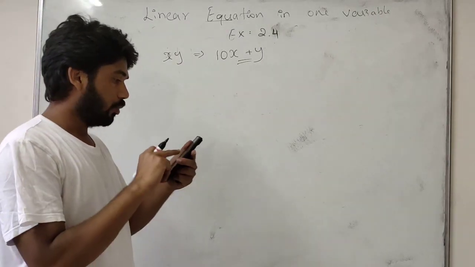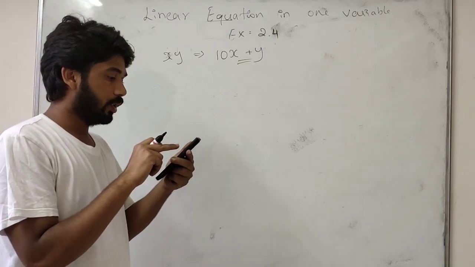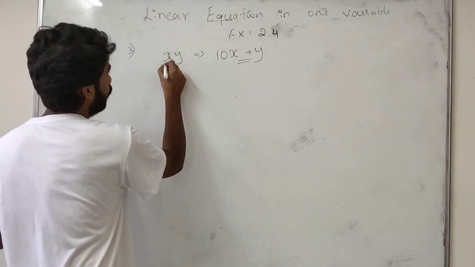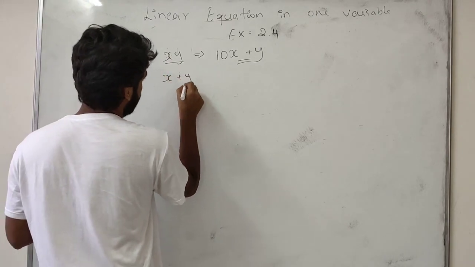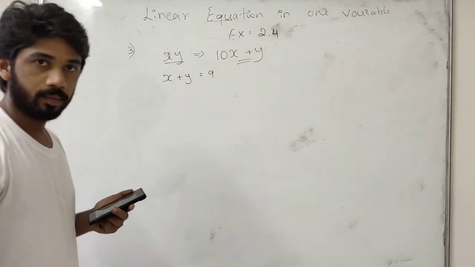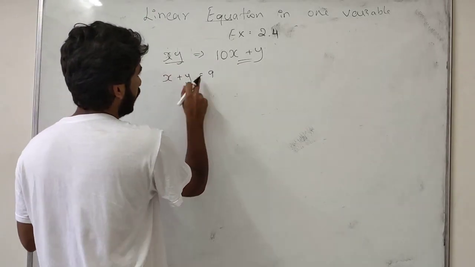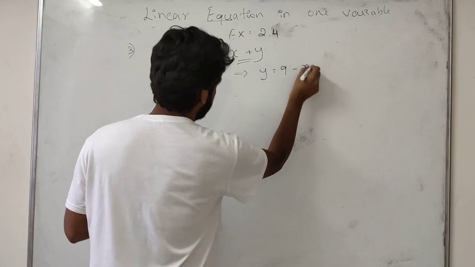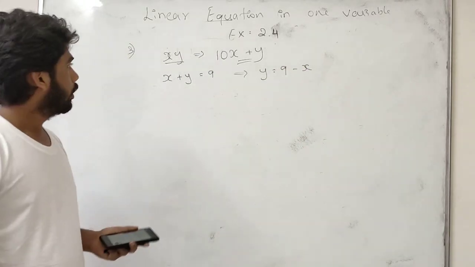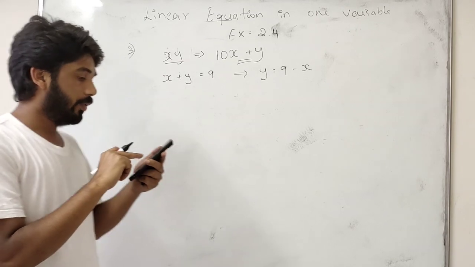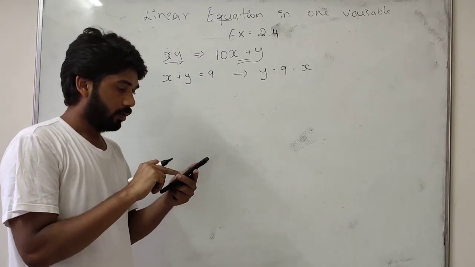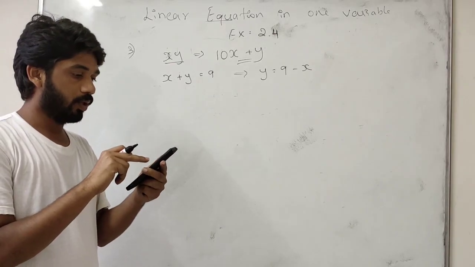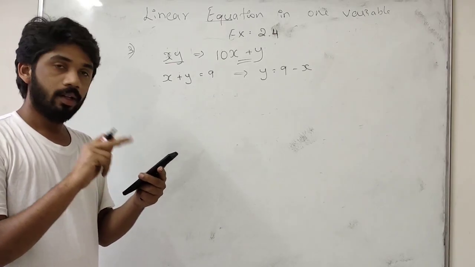Now the question says the sum of the digits of a 2-digit number is 9. So I write x plus y is equal to 9. First number x, so here the y value will be 9 minus x. When we interchange the digits, it is found that the resultant new number is greater than the original number by 27.